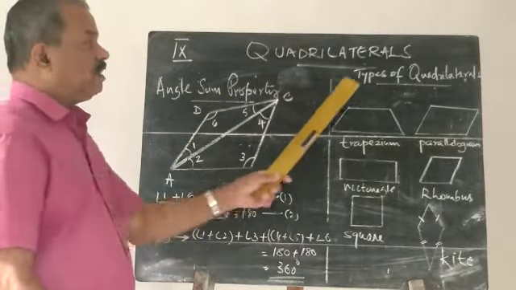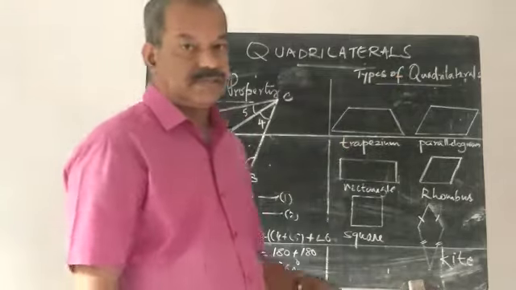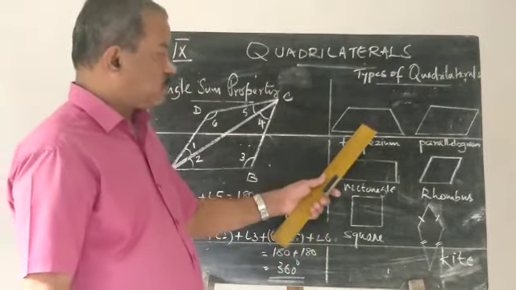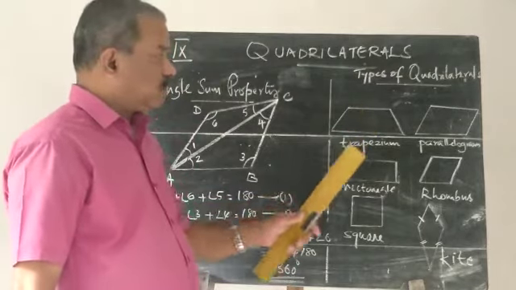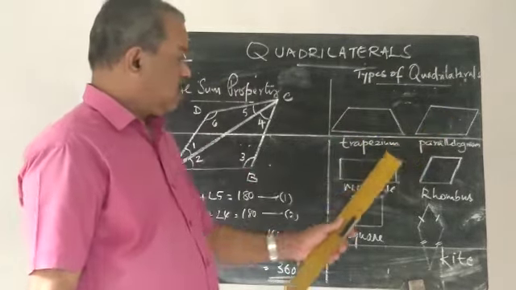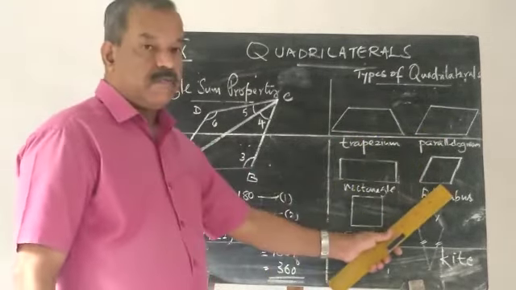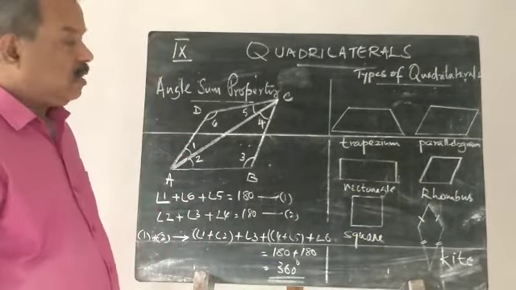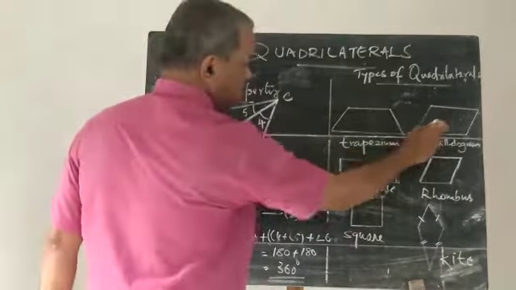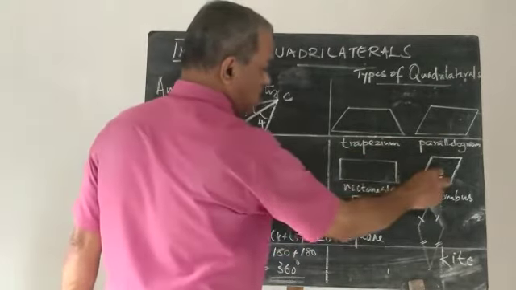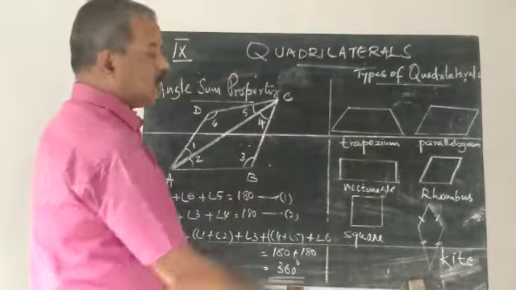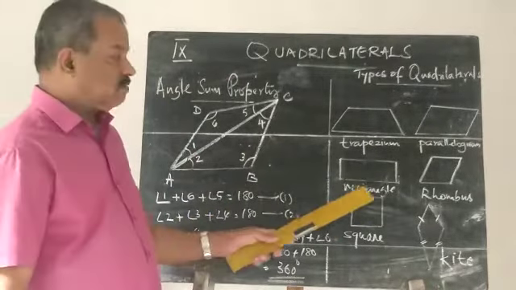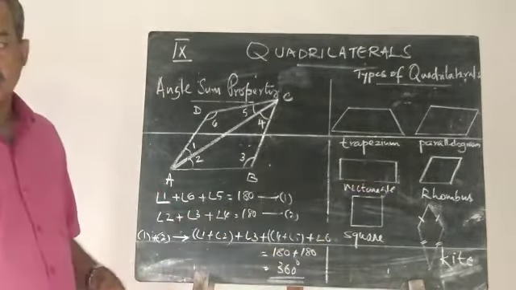Now, we have different types of quadrilaterals. What are the different types of quadrilaterals? Trapezium is a four-sided polygon. Parallelogram, rectangle, rhombus, square and kite. Parallelogram, rectangle, rhombus, square: these four have common properties.